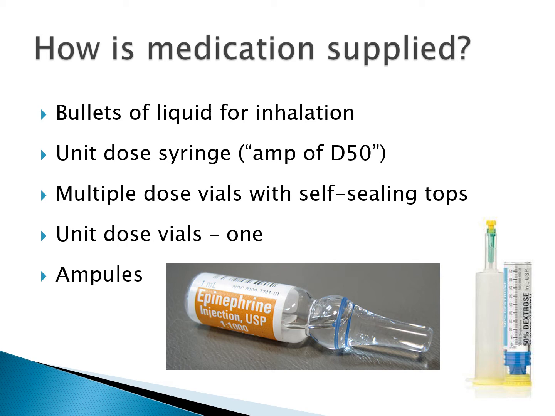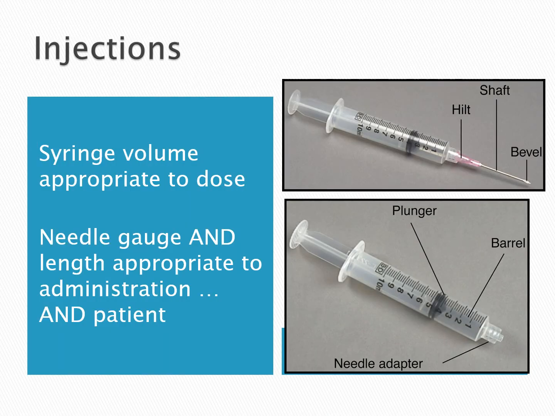So the medication for inhalation via the nebulized route, those come in little plastic bullets. There's unit dose syringes that are sometimes referred to as an amp, and you'll see that there's a glass or a plastic amp of medication with a separate syringe that you flip off the tops and screw together. It's kind of exciting. There's multi-dose vials with self-sealing tops that are in the next slide. Unit dose vials where there's only one dose contained within a vial. That's a safety feature. And then glass ampules that take a little bit of practice but are pretty cheap.